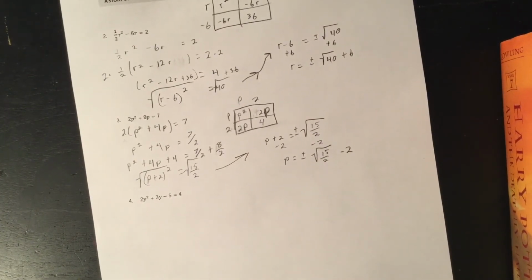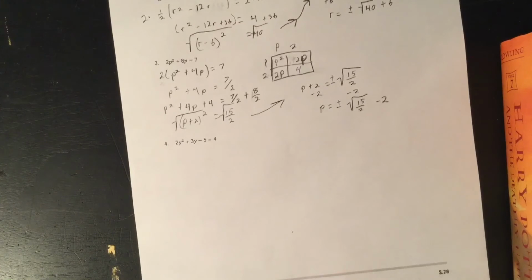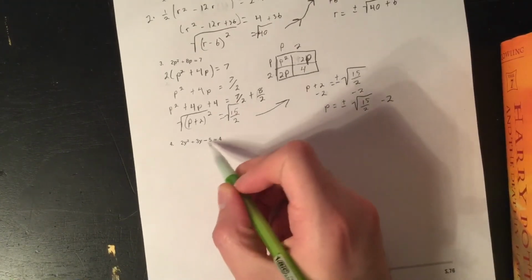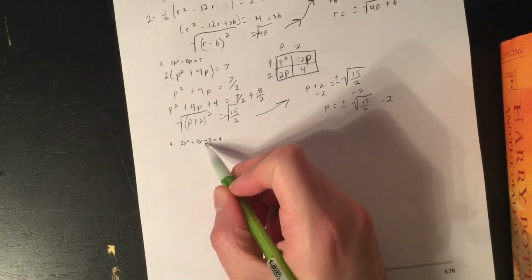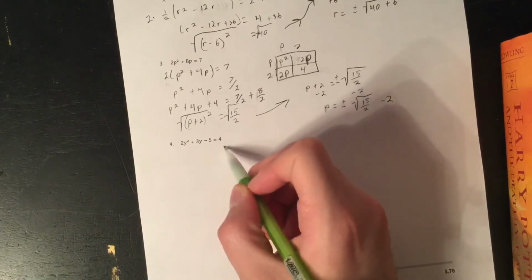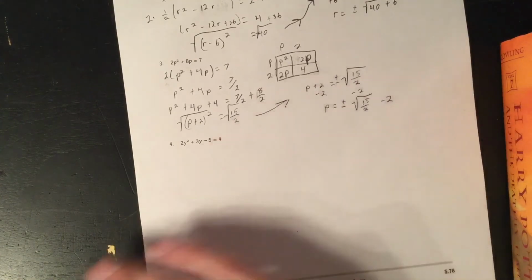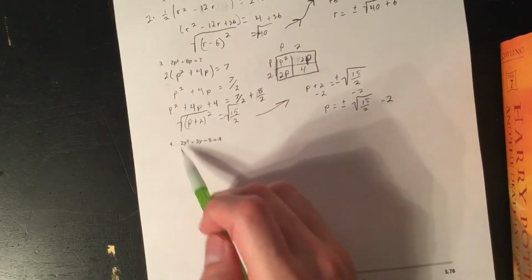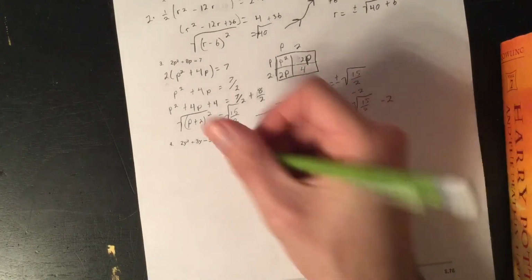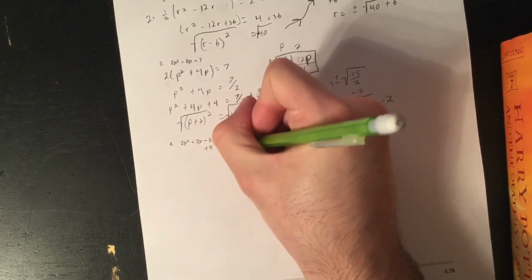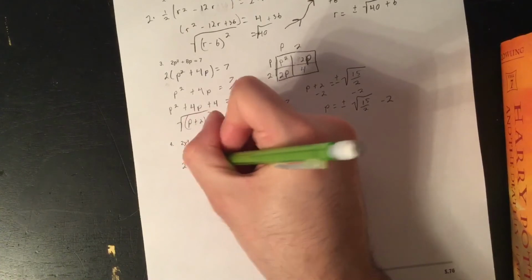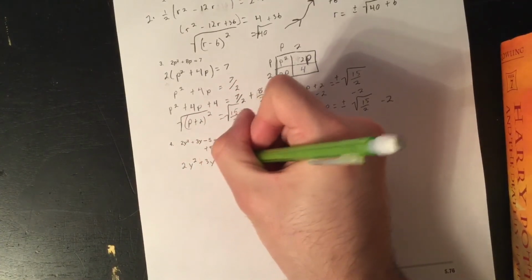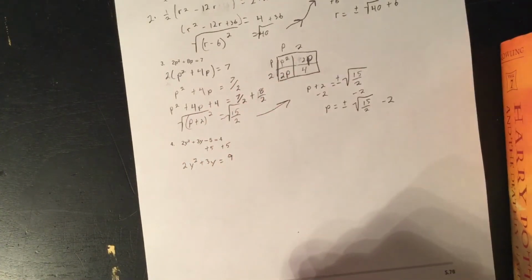And so that would be our answer for that one. Okay, on the last one here, we have this negative 5. So we want to actually add that negative 5 to the other side, just to get rid of it, so that we are just working with the terms we need to complete the square. So we'll add 5 to each side. So you're going to get 2y squared plus 3y equals 9.